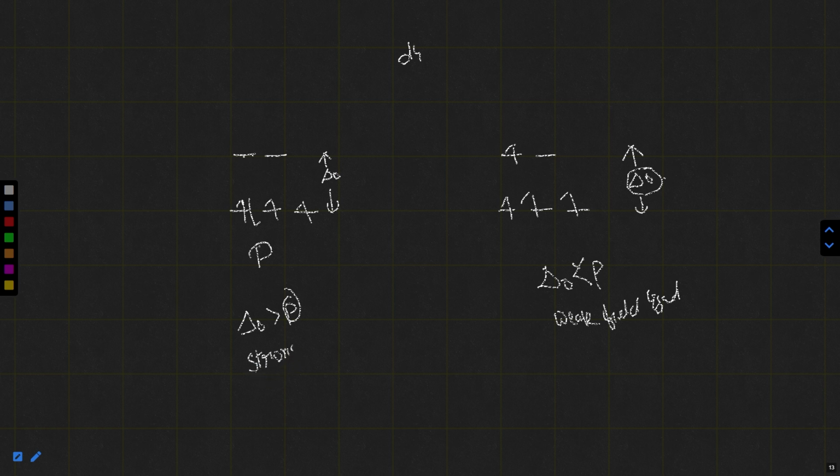So is this point clear? So this is a very important point. So this should be clear in your mind. This is the strong field ligand and this is the weak field ligand.